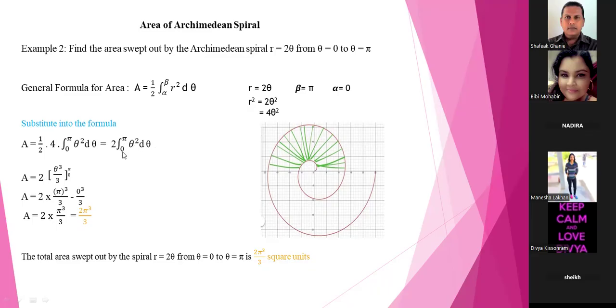When we integrate theta squared d theta, we have theta cubed divided by 3. When you work that out, you'll have the area is equal to 2 multiplied by pi cubed divided by 3 minus 0 cubed divided by 3. Again, the 0 over 3 will cancel out. So we have the area is equal to 2 multiplied by pi cubed divided by 3, which will give us an answer of 2 pi cubed divided by 3. So here, the shaded part is the area that we just found.